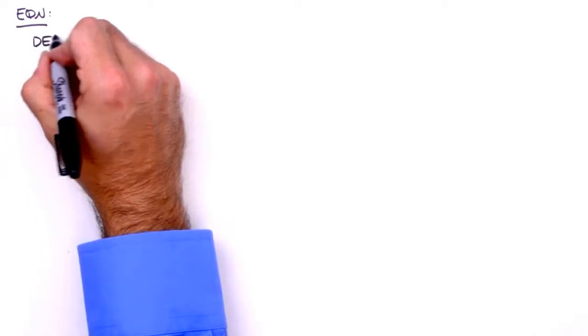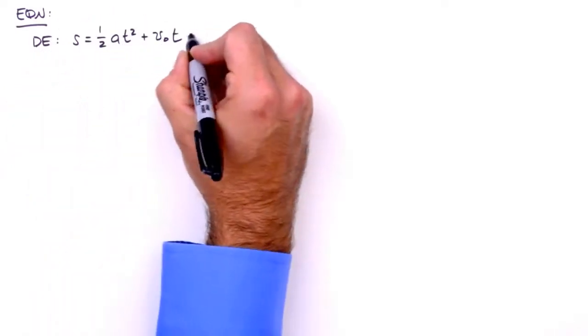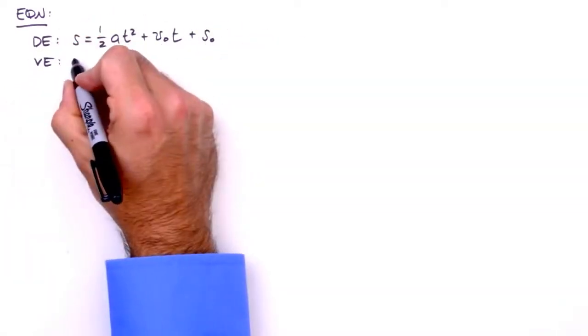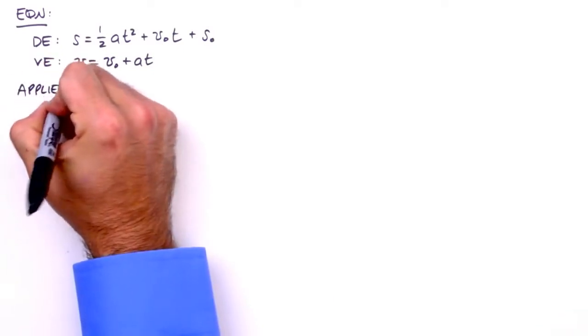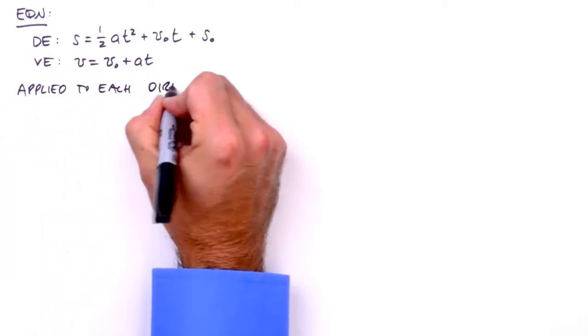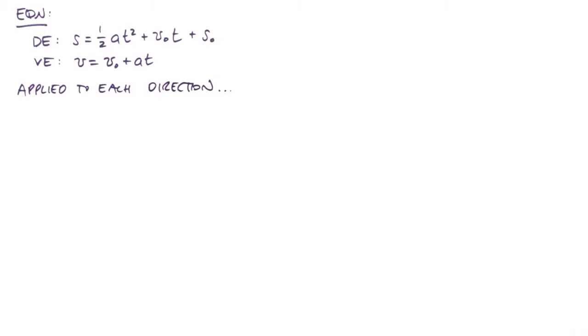Since we're dealing with projectiles and ignoring the effects of air resistance, the kinematic equations, namely the displacement equation and the velocity equation, are entirely sufficient to analyze the motion of our projectile. Of course, our projectile is moving through 2 dimensions, so, with a nod of appreciation to Galileo, we'll apply these equations to each direction separately.